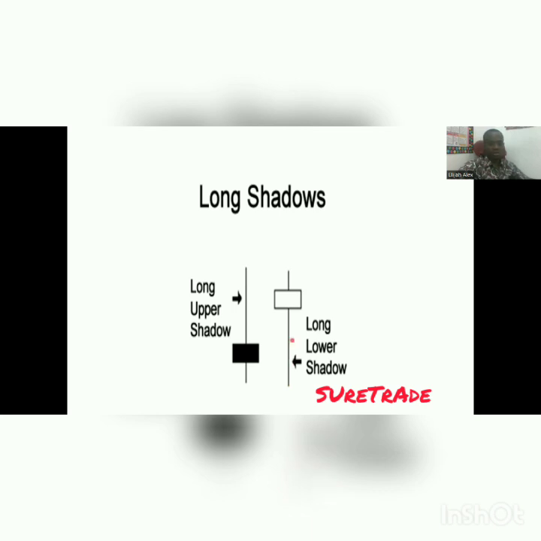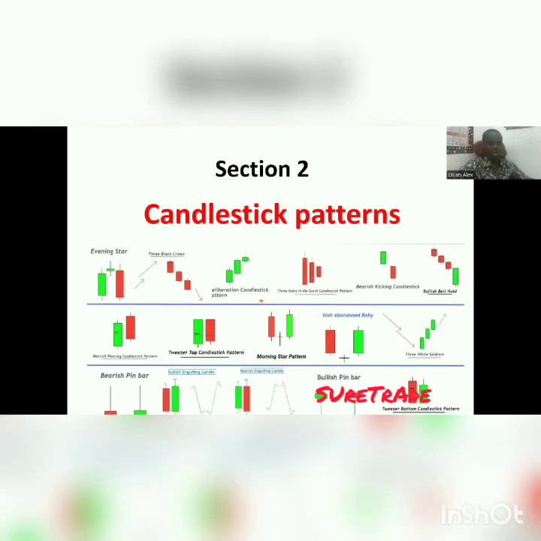The price came up here, and it looks as if the buyers will continue up. Eventually, the sellers pushed the price a little bit down, and it closed here. That is why you're having these wicks here. Now let's quickly go to the candlestick pattern.